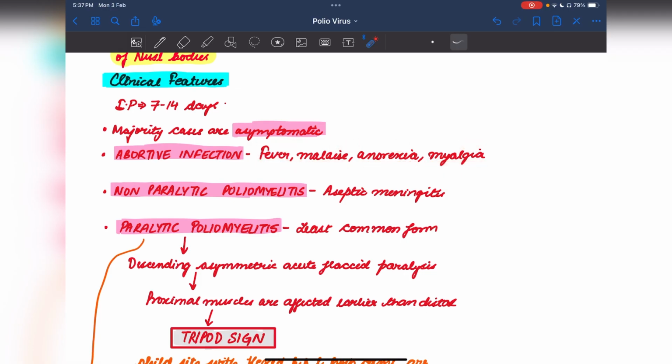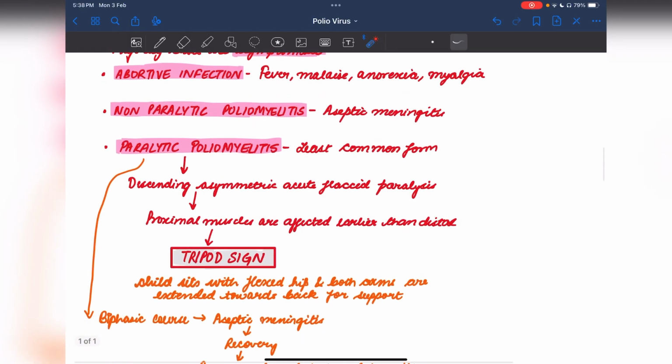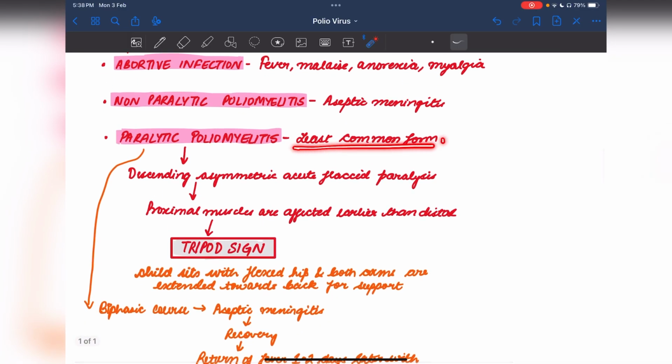Thirdly will be non-paralytic poliomyelitis. That means there will be infection, but it will be non-paralytic. So there will be aseptic meningitis. Fourth will be paralytic poliomyelitis. So you have to remember these four in order: asymptomatic, abortive infection, non-paralytic poliomyelitis, and paralytic poliomyelitis. Paralytic poliomyelitis is the least common form that you will encounter.